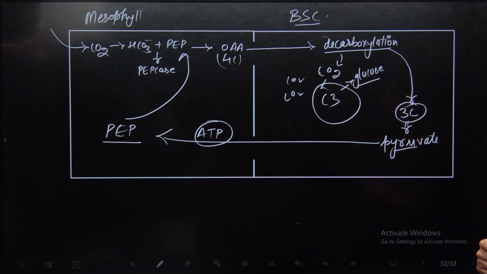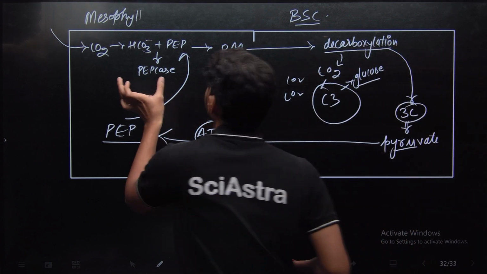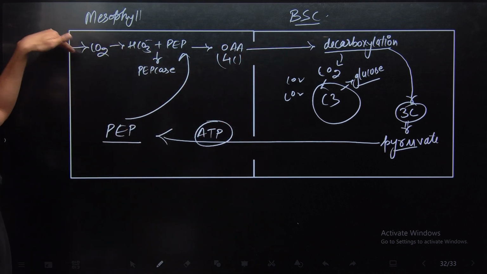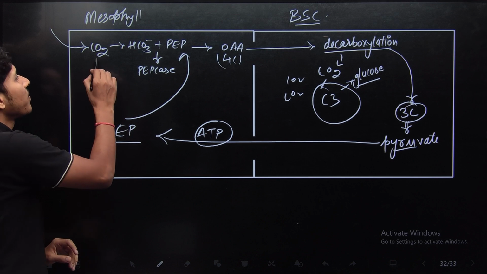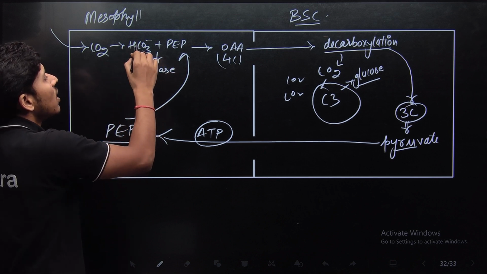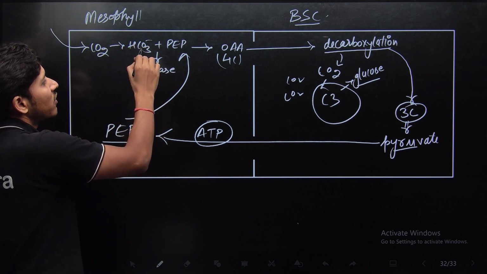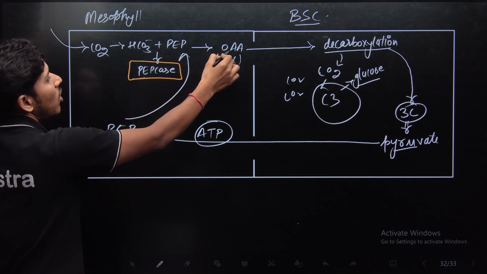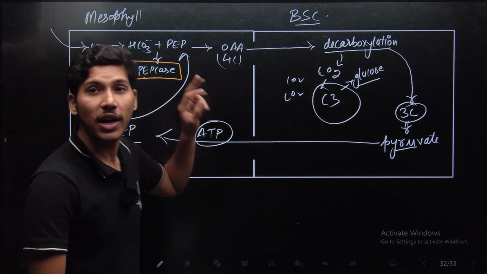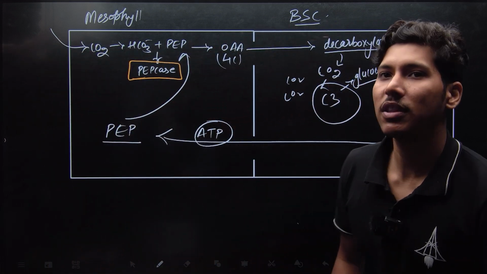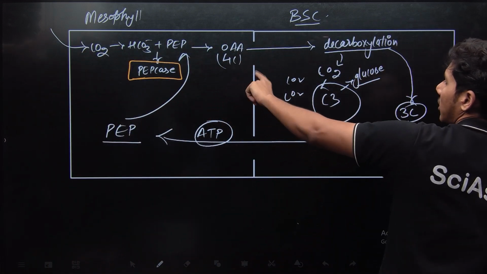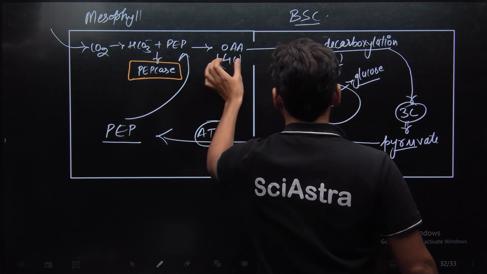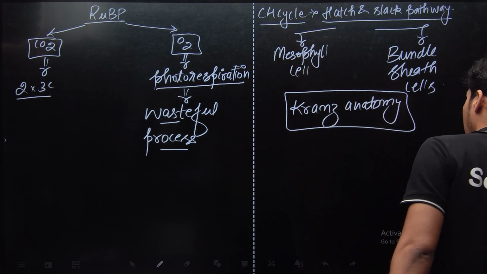How does this cycle look? It looks like this. It has two cells, one is a mesophyll cell, one is a bundle sheath cell. In the mesophyll cell, the carbon dioxide from the outer environment will come and get converted into bicarbonate ion, which will be accepted by phosphoenol pyruvate using the enzyme PEPcase to produce oxaloacetic acid. So the first product of this Hatch and Slack pathway is a 4-carbon product because it is formed by 3-carbon phosphoenol pyruvate plus 1 bicarbonate ion. So 1 plus 3, 4. That's why it is known as the C4 cycle.